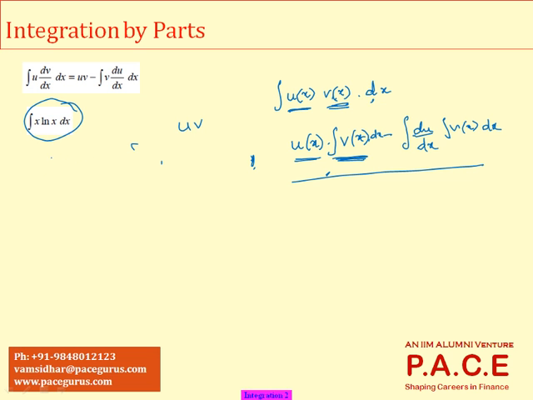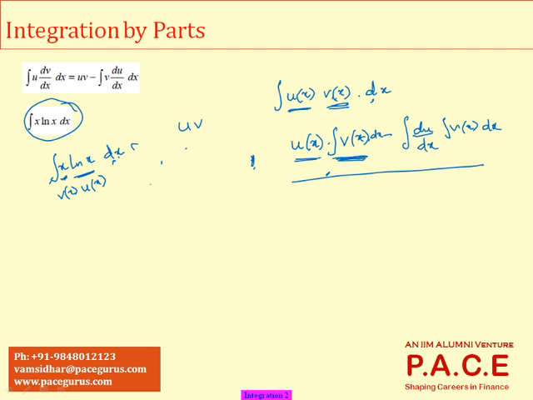Now, integral of x log x dx. If you try to see here, this is of the form u of x into v of x. But the difficulty here is I can't find the integral of log x. It's not that easy. I can find the integral of x easily, but I cannot find the integral of log x. I don't have a standard formula for the integral of log x, but I have the standard formula for the integral of x. So I'll take log x to be u of x because I can find the derivative of log x very easily, and I take x to be v of x.